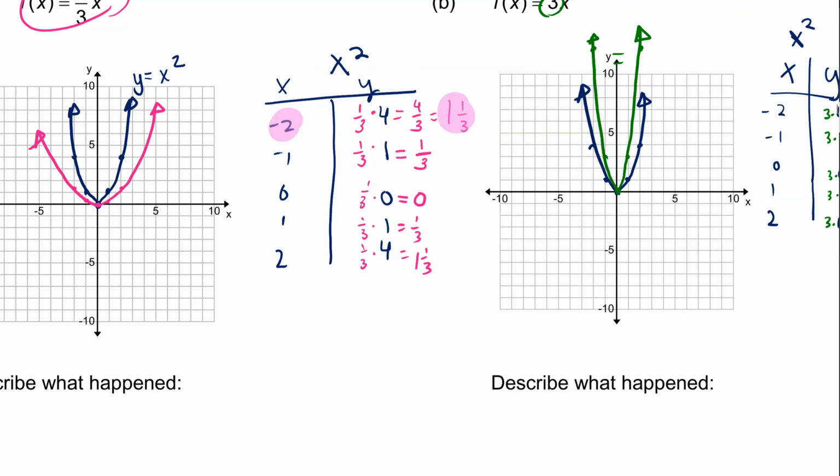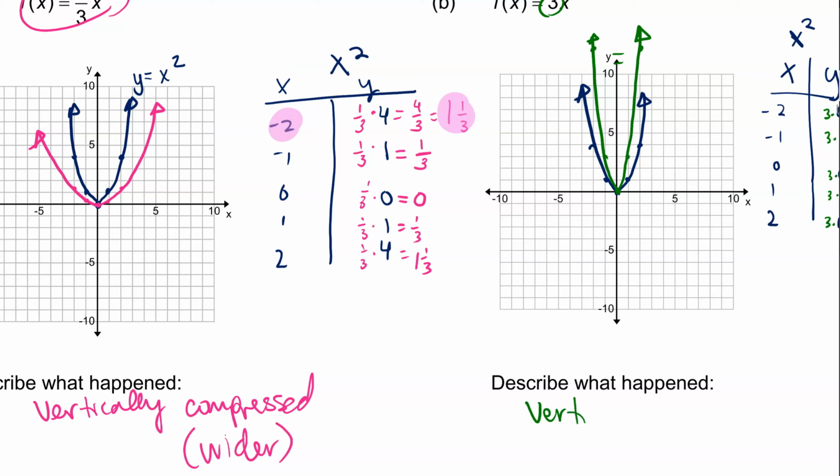So for the left side, the words we want to use is vertically compressed. So with the pink one, it's being vertically compressed. So I'm being as specific as possible. We're only going to deal with the vertical right now. AKA, it's getting wider. With the green one on my right side, you see it's getting vertically stretched. It's kind of like you played tug of war, and now you're stretching the green one out. Vertically stretched. So we say it's getting thinner.